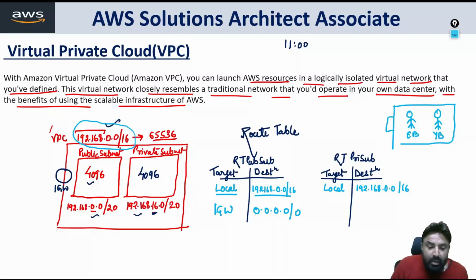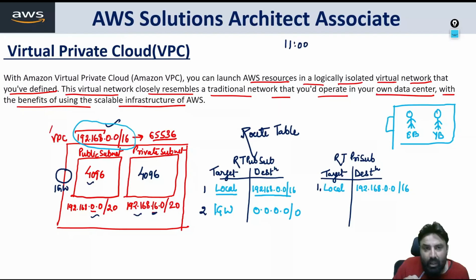So now, the difference between public and private route table. This is a public route table. Let me change the color of my pen so that you do not get confused. This is the route table of a public subnet. The route table of a public subnet will have two entries, while the route table of a private subnet will have one entry, that it can route locally, but it cannot go outside. But the public subnet can go outside.